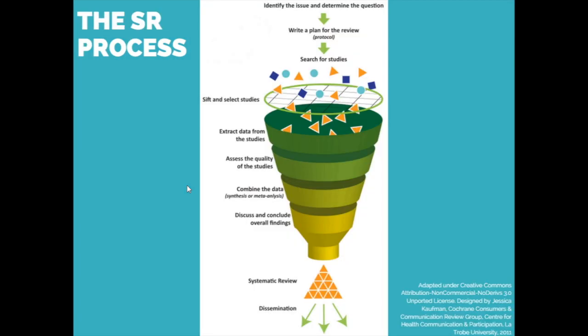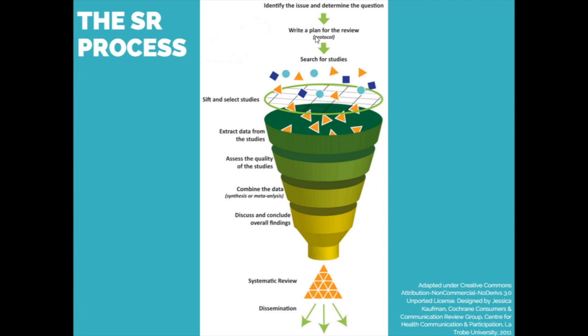Okay, so this is an illustration of the systematic review process, and this infographic clearly illustrates the very basic procedures of how to conduct a systematic review. So we'll see here at the top, it all begins with identifying the issue and determining the question. So that basically means creating the research question. So basically, what's going to be your objective? What are you going to research?